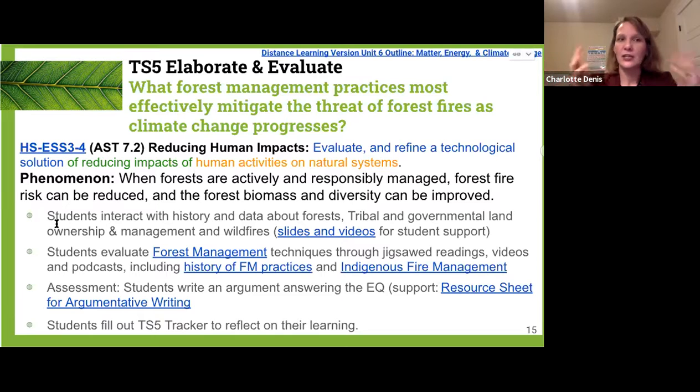This task set could take a few days, and there are several parts. So depending on your time frame and your situation in your classes, you may choose to do some or all of this. So the first part is that students interact with more data and history about forests, including some information about cultural burning and when fire historically was used by indigenous peoples.